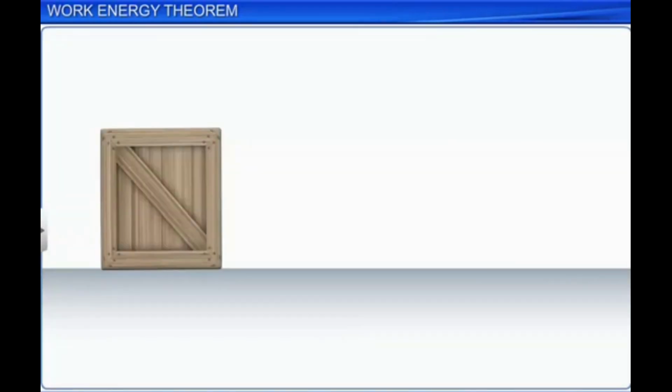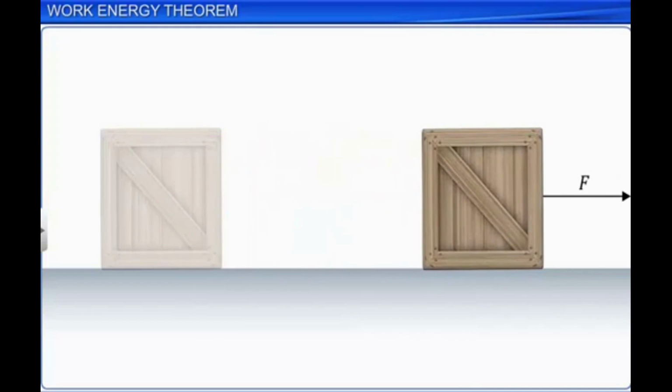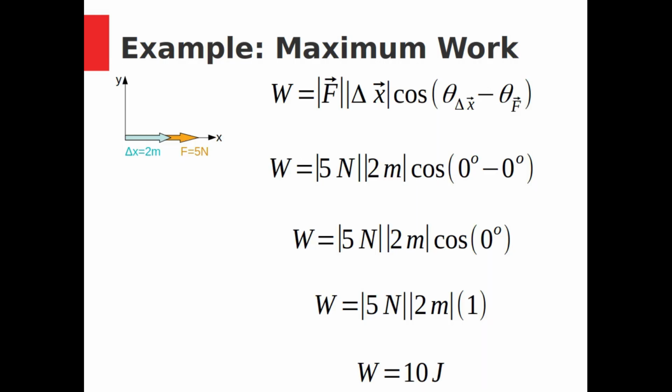Let's look at a simple case. Here, a 5 Newton force is applied to a box. The force is pointed in the positive x direction, so its orientation is 0 degrees. The object displaces 2 meters in the positive x direction. The orientation of the displacement vector is also 0 degrees. We can calculate the work using the equation we used earlier. Work is the dot product of force and displacement, which in turn equals the size of the force multiplied by the size of the displacement multiplied by the cosine of the angle between them.